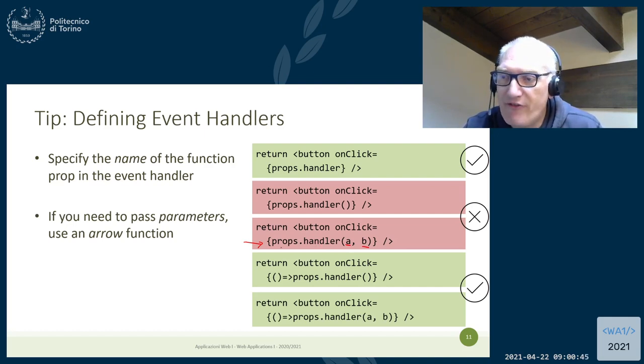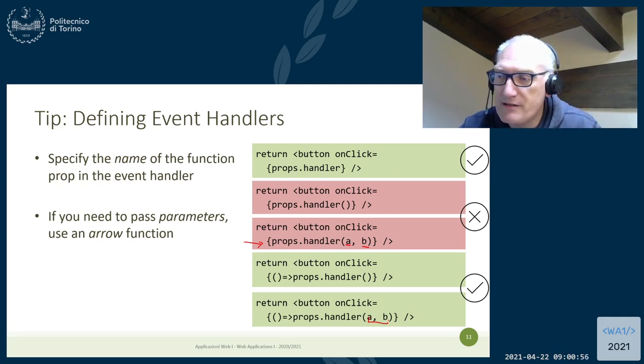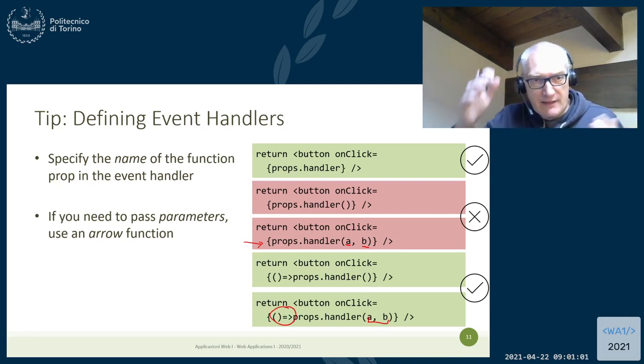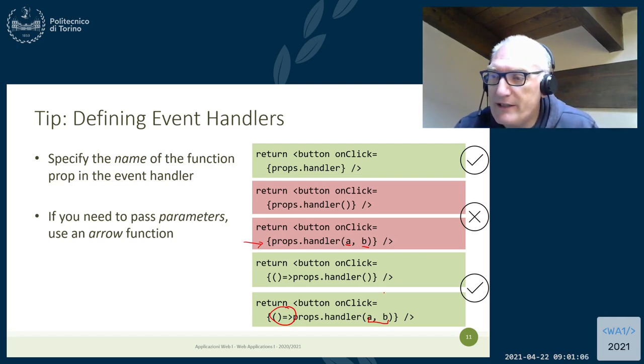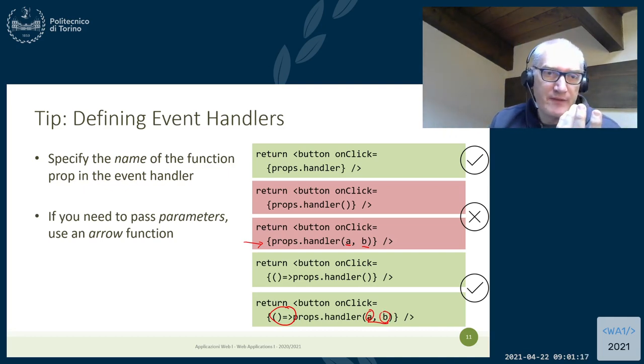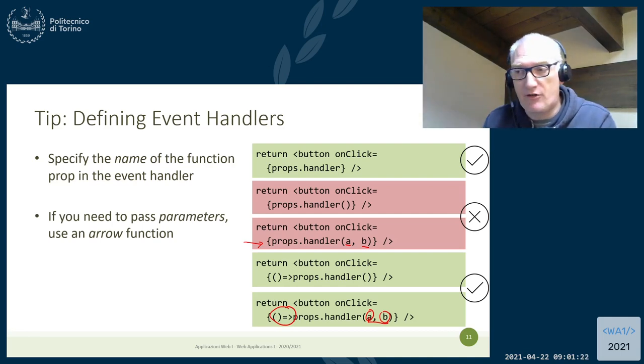but in this case, the effect would be to call the event handler right now and register an undefined callback for the onClick event. So in the case when we have some parameter to pass, we always must define a new function. That will be the new function that will be called only when the event fires, and that function, at call time, will use the current value of the parameters A and B through the closure mechanism. Okay, so A and B will be accessible from the callback because they are in a closure.